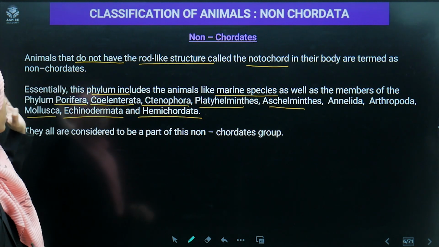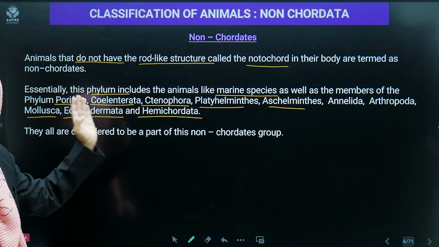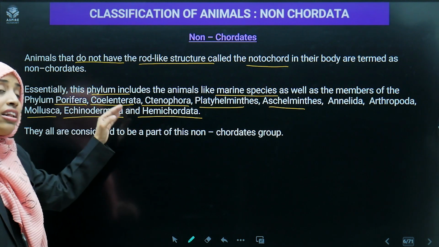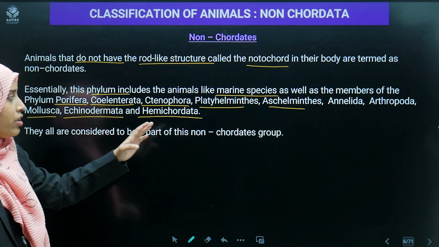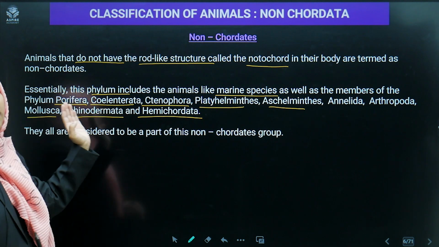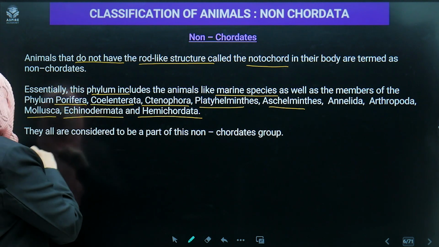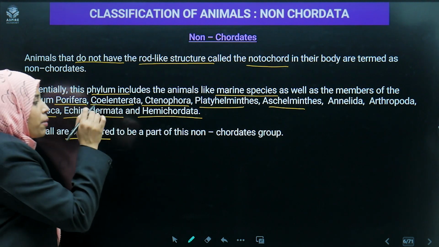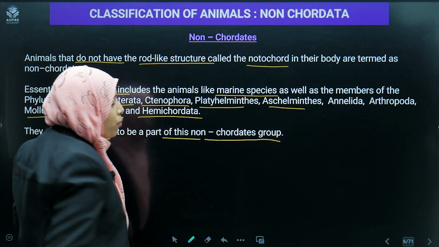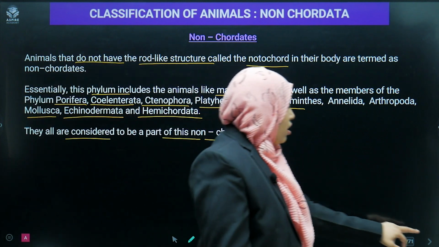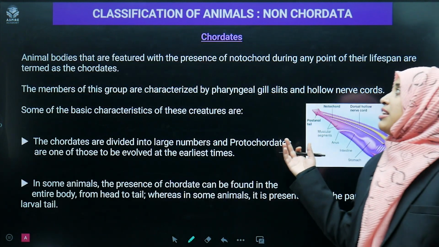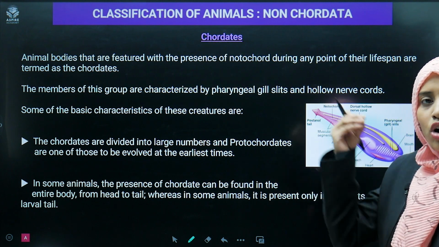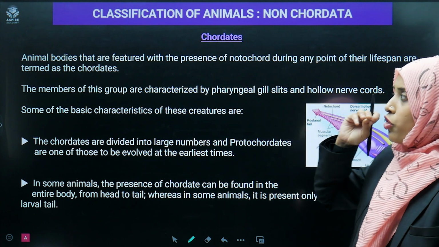So all the phyla, from Porifera to Echinodermata, and the last one Hemichordata, which is not totally in the invertebrates में नहीं आता है. Okay, so all these are non-chordates. So they are considered to be part of this non-chordate group. Okay. Now, we'll see what are chordates. Non-chordates means they don't have the notochord or the rod-like structure.